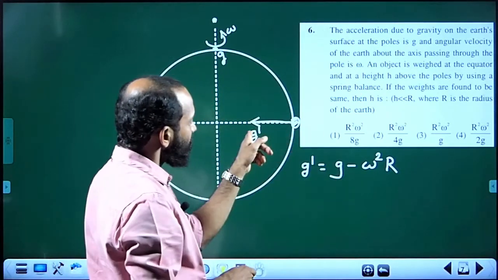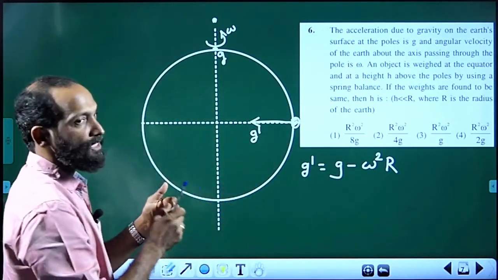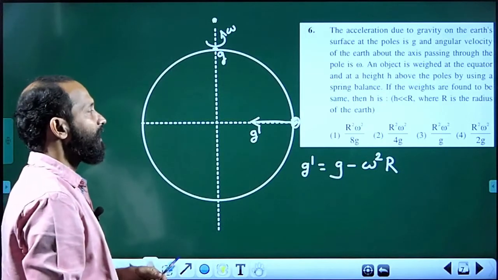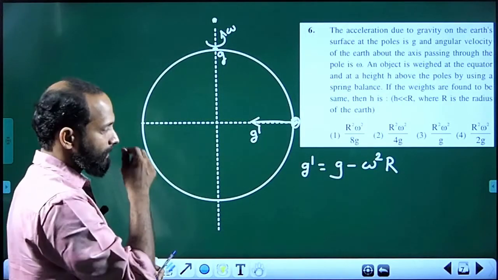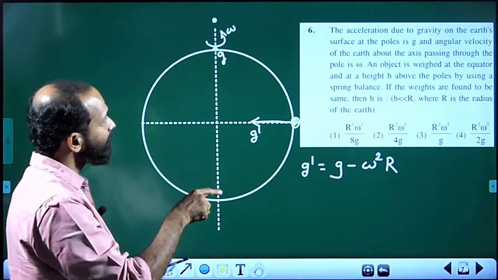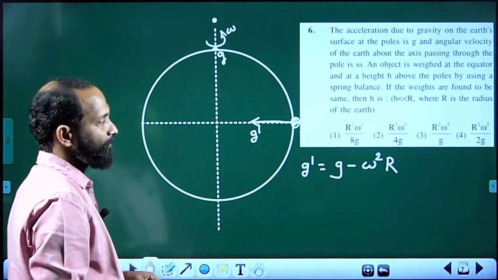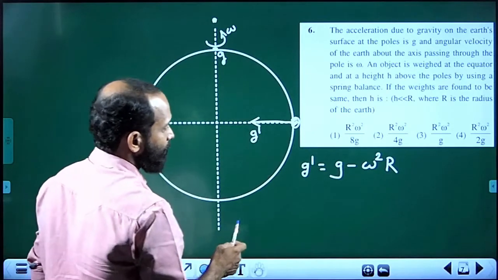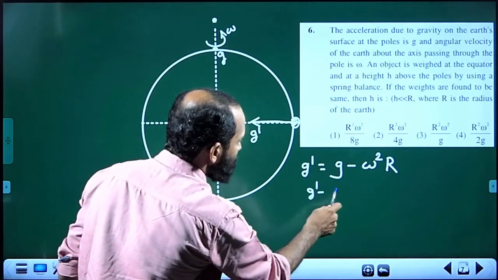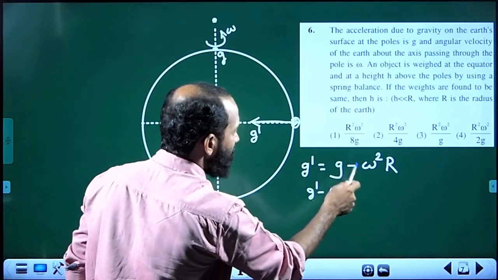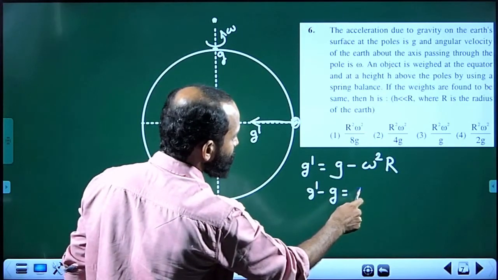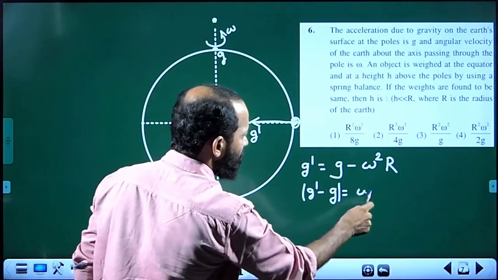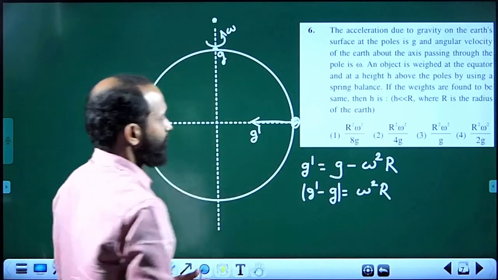Now at the equator, due to the rotational effect, the centrifugal effect, the apparent or recorded acceleration is lesser than the acceleration due to gravity. That is g minus omega square r. So g minus g dash is equal to, magnitude wise, omega square r.